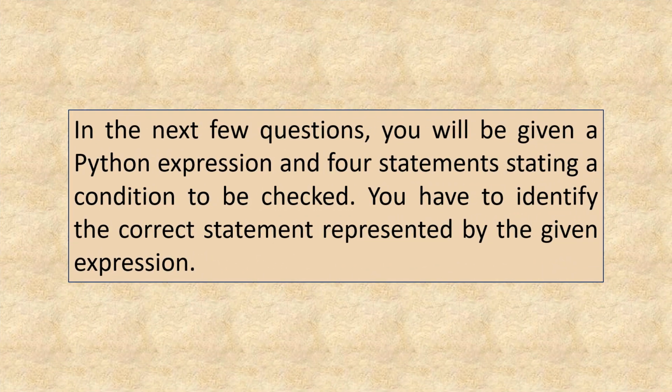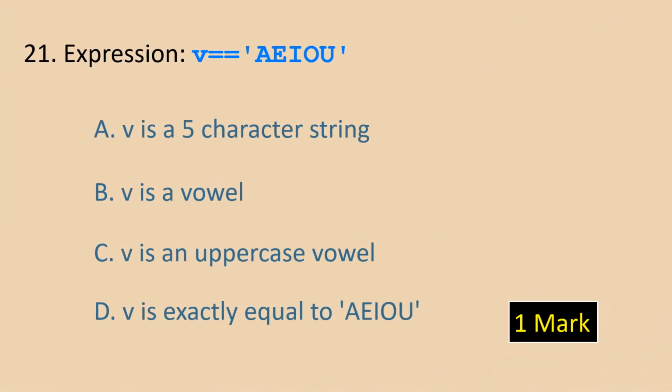In the next few questions, you will be given a Python expression and 4 statements stating a condition to be checked. You have to identify the correct statement represented by the given expression. Question number 21. Expression is V double equal to AEIOU in capital. So what does it check? Answer is option D. It is checking that V is exactly equal to the string AEIOU.